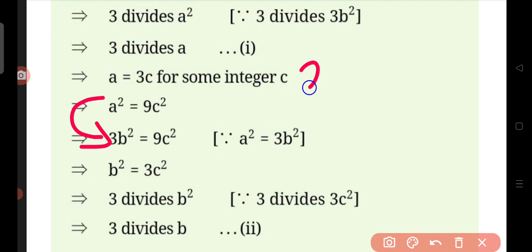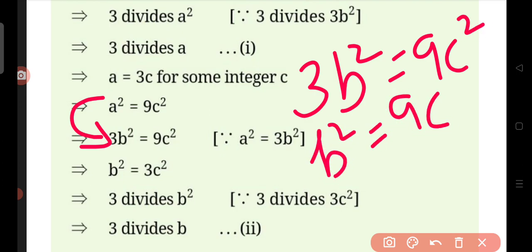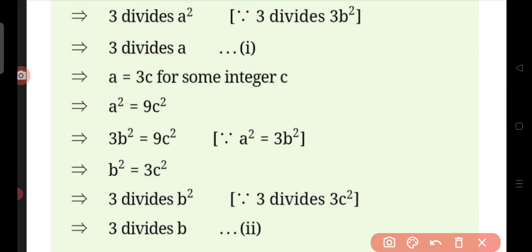Why? Because 3b square is equal to 9c square, then b square is equal to 9c square upon 3. Then 3 will cut 9 three times. So that's why we can say that b square is equal to 3c square. Now according to the theorem, we can see that 3 divides b square. Why?